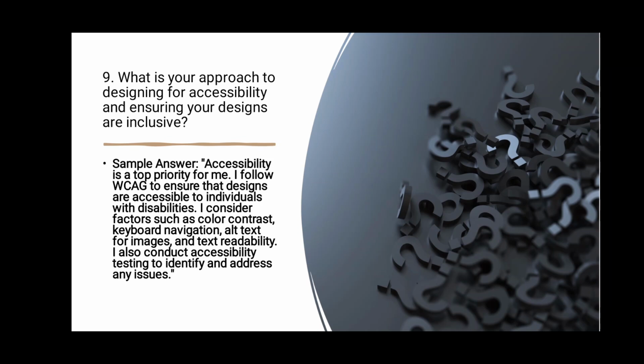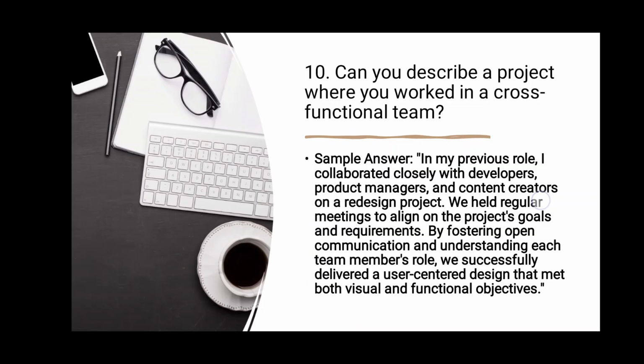What is your approach to designing for accessibility and ensuring your designs are inclusive? Sample answer for this. Accessibility is a top priority for me. I follow WCAG to ensure that the designs are accessible to individuals with disabilities. I consider factors such as color contrast, keyboard navigation, alt text for images, and text readability. I also conduct accessibility testing to identify and address any issues.